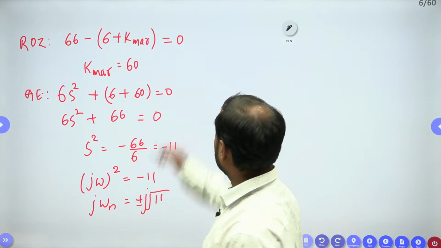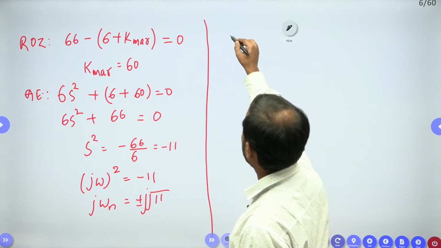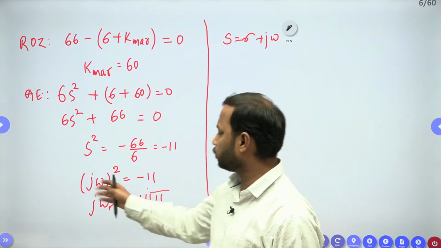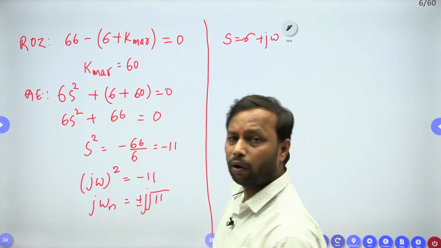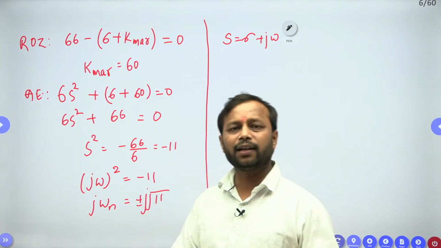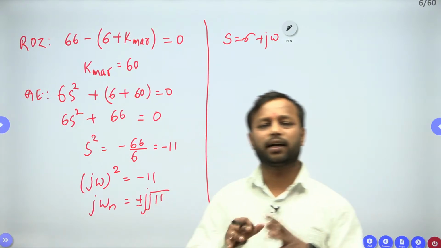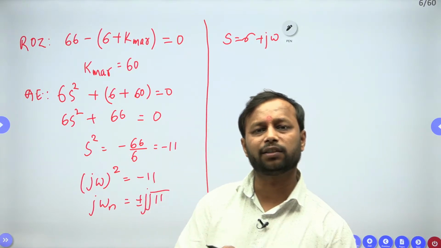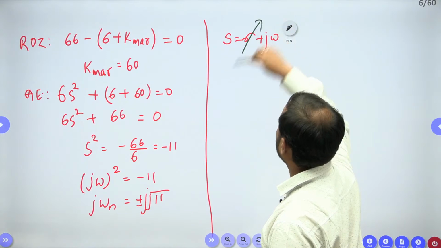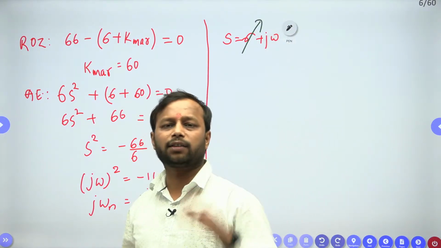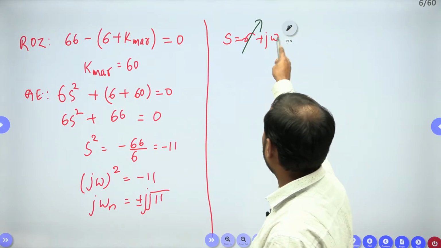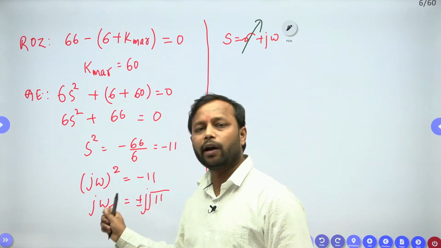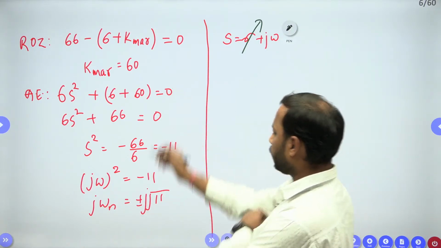Now, definitely one question should arise in your mind: sir, S is sigma plus j omega, but you have written only j omega. What is the reason? The reason is, whatever analysis you are doing is the steady state analysis. In the steady state, there should not be any transient part, and this sigma gives you the transient part. So, because of that, this sigma has to be neglected, and S is replaced with j omega, and n is natural frequency.